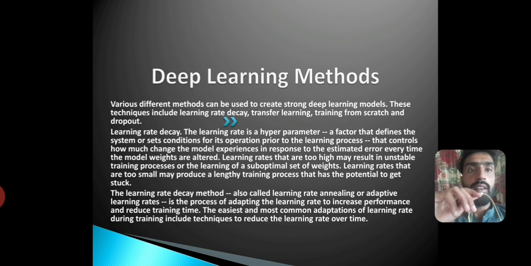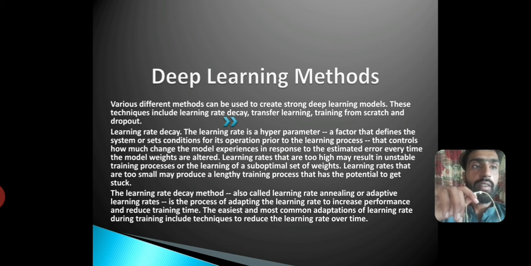Deep learning methods. Various different methods can be used to create strong deep learning models. These techniques include learning rate decay, transfer learning, training from scratch, and dropout. Learning rate: the learning rate is a hyperparameter, a factor that defines the system or sets conditions for its operation prior to the learning process, that controls how much change the model experiences in response to the estimated error every time the model weights are altered. Learning rates that are too high may result in an unstable training process or the learning of a suboptimal set of weights. Learning rates that are too small may produce a lengthy training process that has the potential to get stuck.